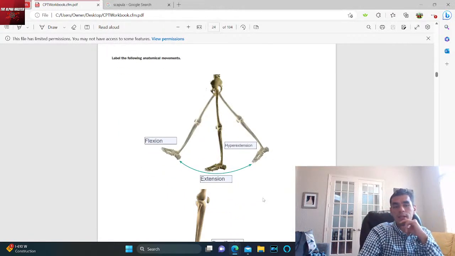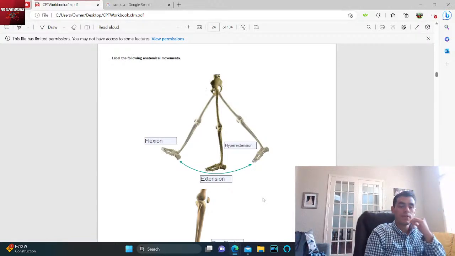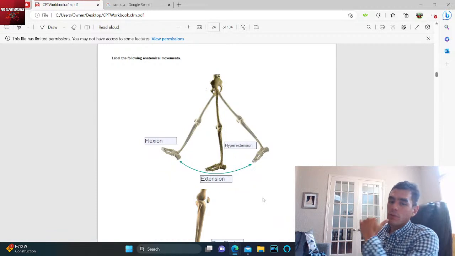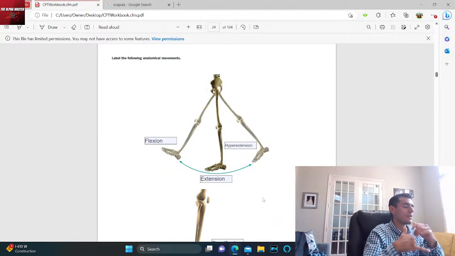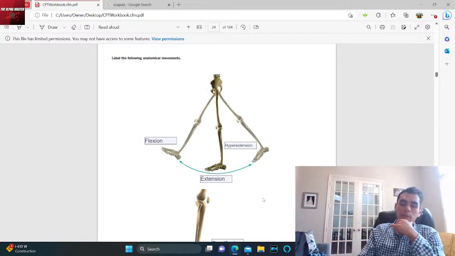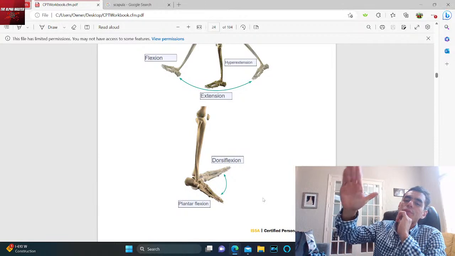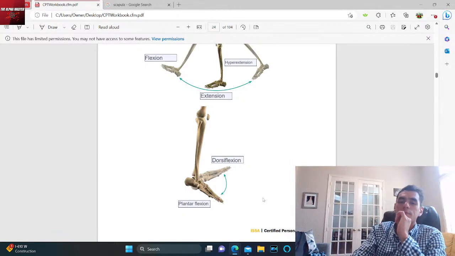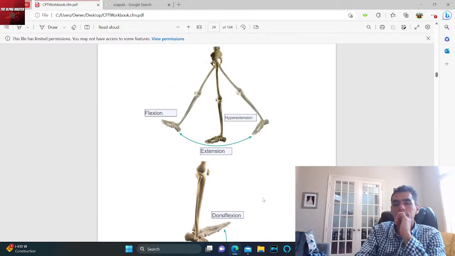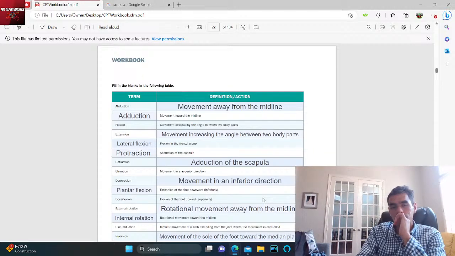So the following anatomical movements: flexion is decreasing the angle between two body parts. Extension is increasing the angle between two body parts. Hyperextension is increasing the angle more than you can neutrally do it. And then you have dorsiflexion and plantar flexion for the foot.